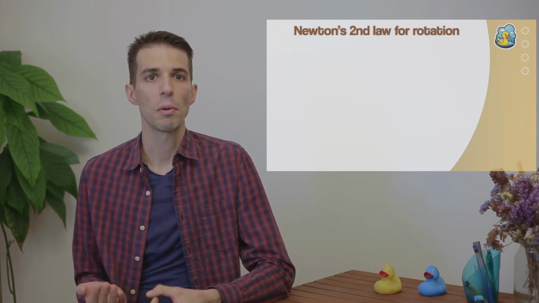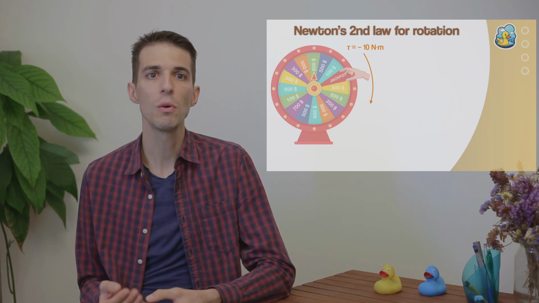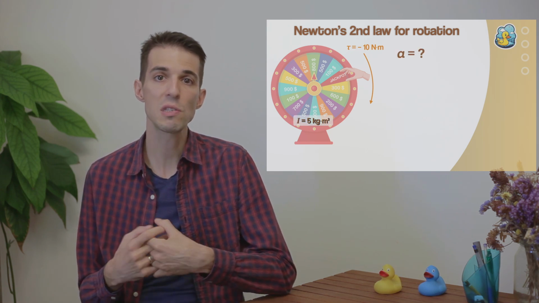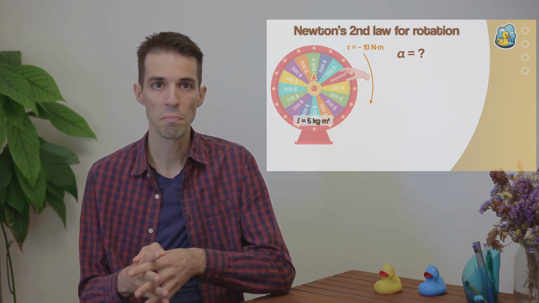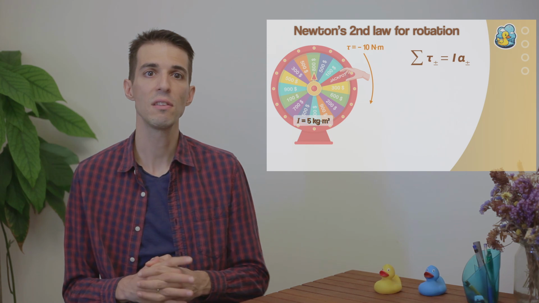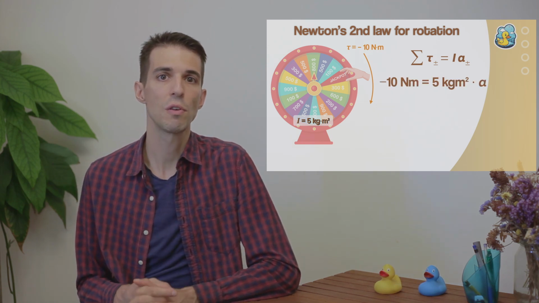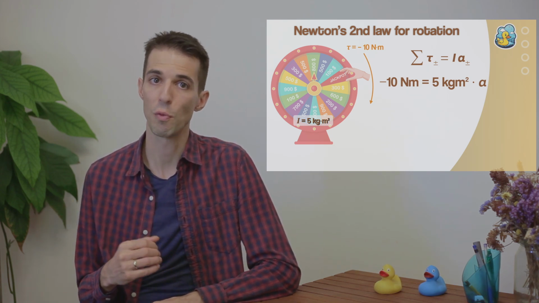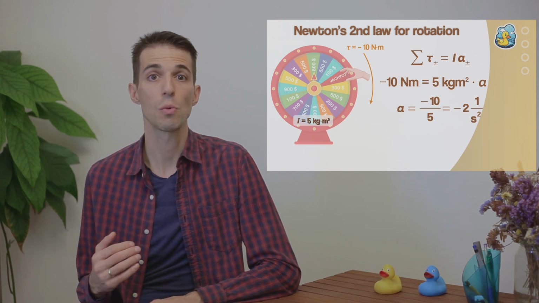Let's work through a problem. You apply a torque of negative 10 newton meters to a wheel with a moment of inertia of 5 kilogram meters squared. What's the angular acceleration of the wheel? We start with the formula, tau equals I times alpha. Then we plug in the values, negative 10 equals 5 alpha. Of course, we don't have any other torques. Now we solve for alpha. Alpha equals negative 2 radians per second squared.